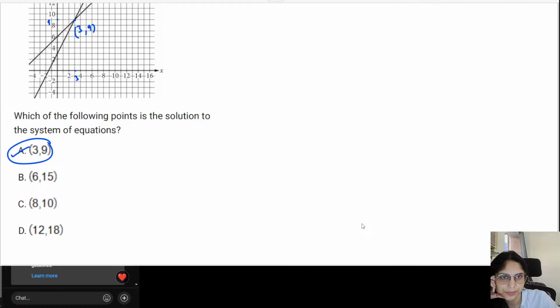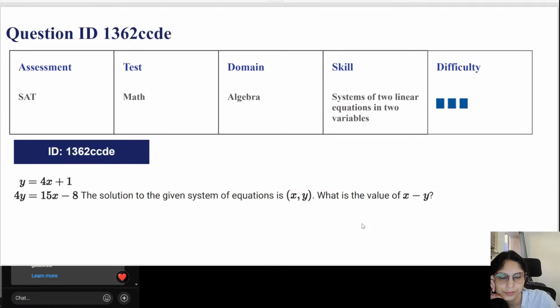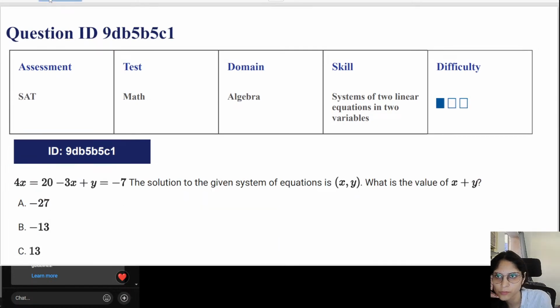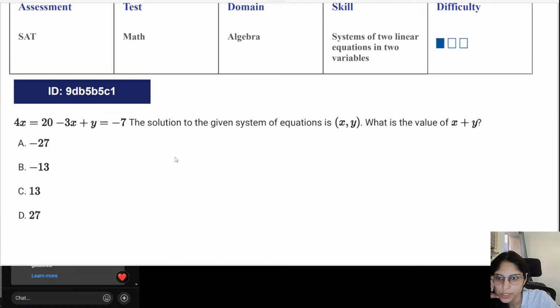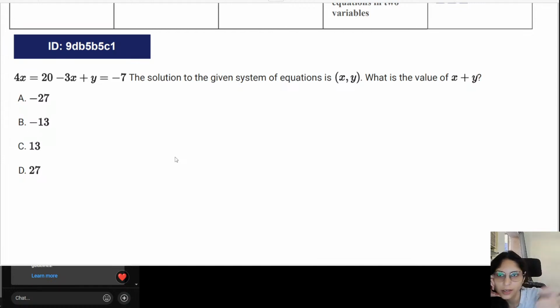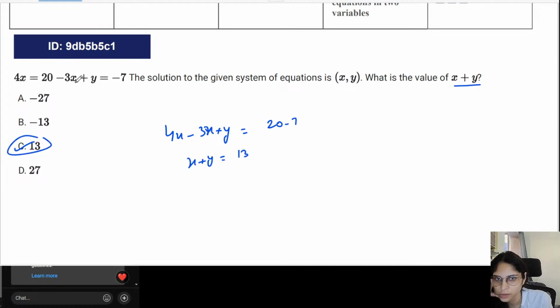Question number 28. Four x equals 20, x is equal to 5. Again, they're talking about x plus y. We have done this question. Just add the equations, you will get your answer. 4x minus 3x plus y would be 20 minus 7. X plus y is again 13. So just see if, by adding or subtracting the equations, you can get x plus y. So you just add the equations.